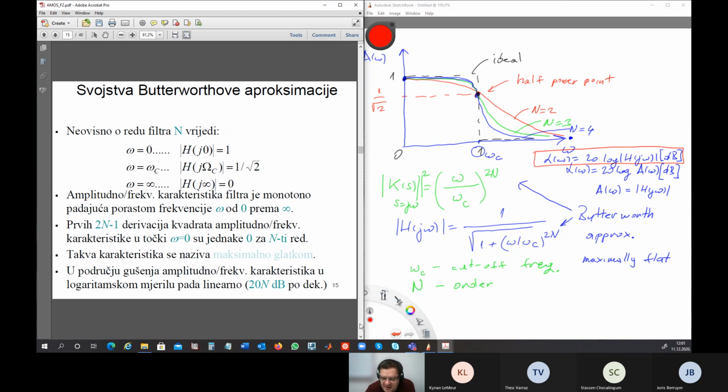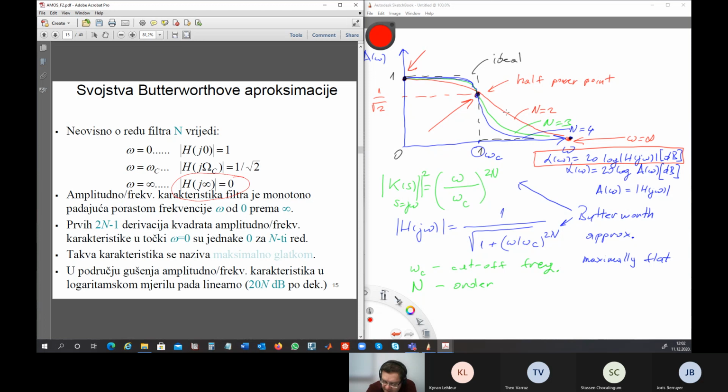and then here are the characteristics of Butterworth. Here at 0, it is the gain 1. This is this point here. Then at the point omega c, in this point here, it is 1 over square root of 2, and in infinity it is equal to 0. So this is this one here. Okay, it's monotonic. It goes to 0 when omega goes from 0 to infinity, and so on.